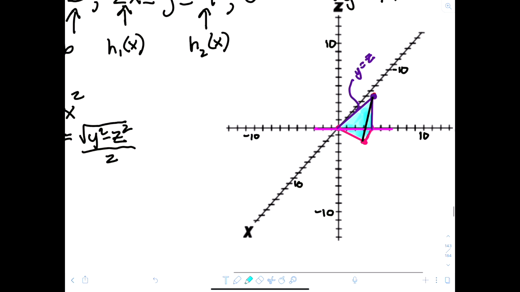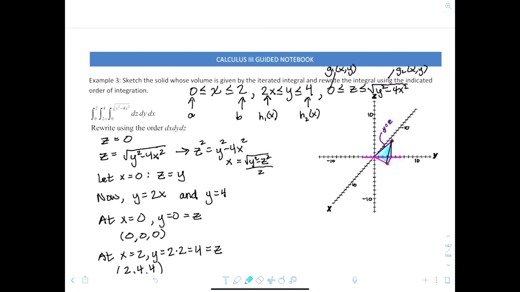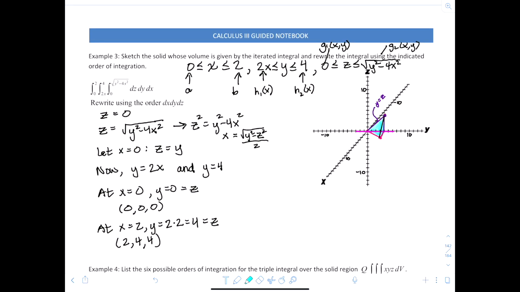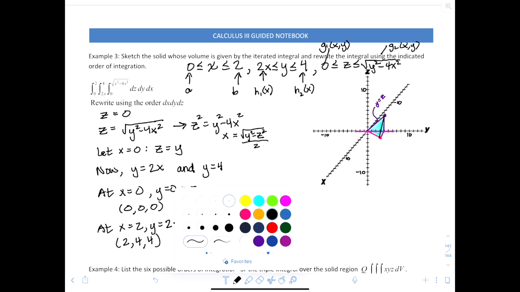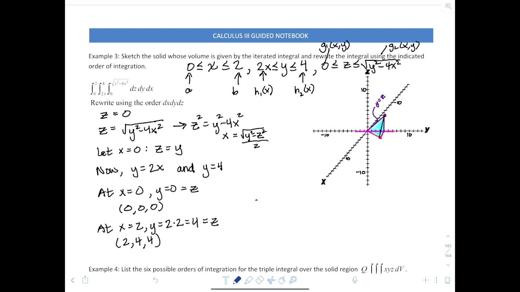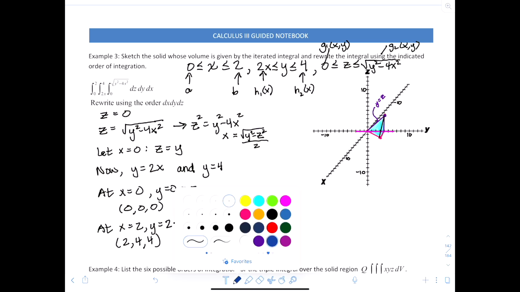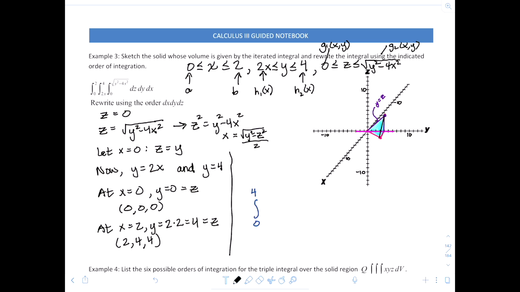All right. So now let's just identify what our new limits of integration are going to be. So we know that z is going from 0 to 4. Let me block this stuff off. And so our middle one, right, needs to be a function that's in terms of y, right?